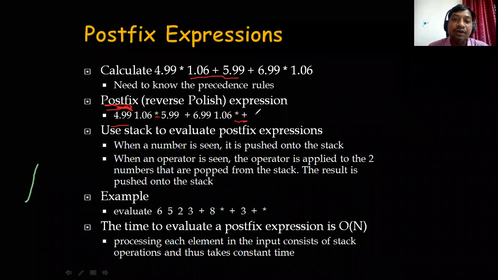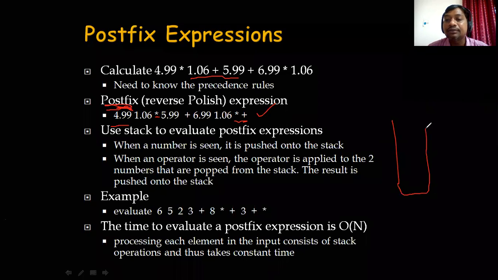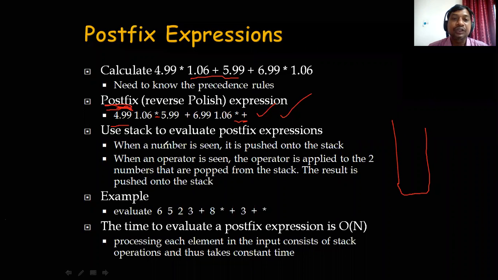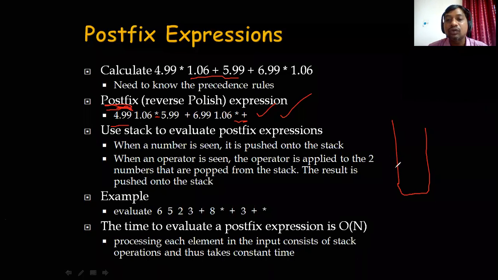Now our intention is to evaluate this. What is the value of this expression? We are going to use a stack for evaluating this postfix form. This is the procedure: use a stack to evaluate postfix expressions. When a number is seen, push it onto the stack. Since the first one is the number 4.99, insert that onto the stack.